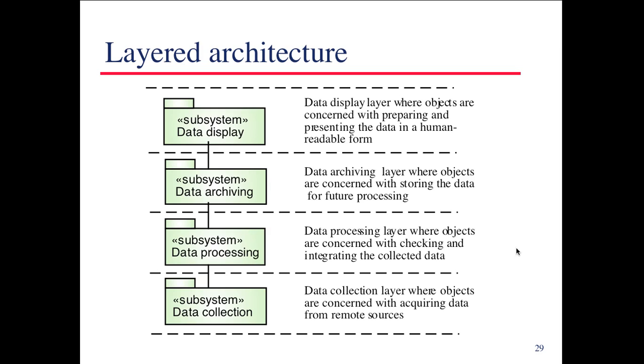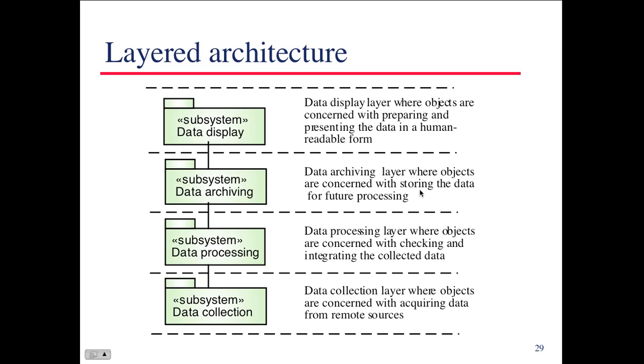So you could start out with a layered kind of look to the whole system and go, okay, well, what's number one? The subsystem, we have the data display, the data archiving, the data processing, the data collection. You don't have to represent it this way. It's just represented in terms of higher layer abstraction. You can read through, as an example on the top here, the data display, the layer where objects are concerned with preparing and presenting the data in human readable form.